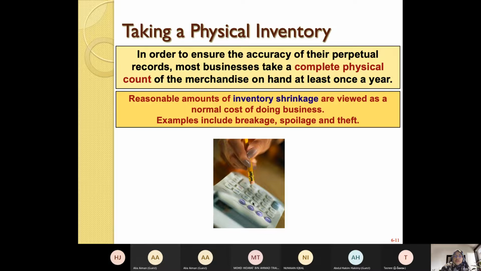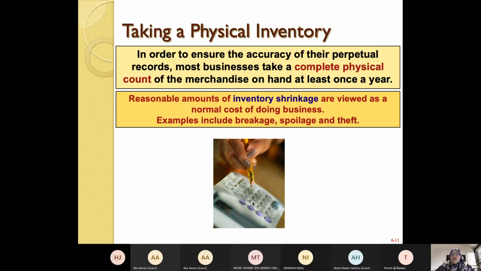All right, so now we look into what we call taking a physical inventory. How many of you have heard of the word stock take? Do you know what a stock take is? Okay. So this is the term, for example, companies, once a year or maybe twice a year, will have to close their business in order to do a stock take. Stock take means taking a physical inventory.